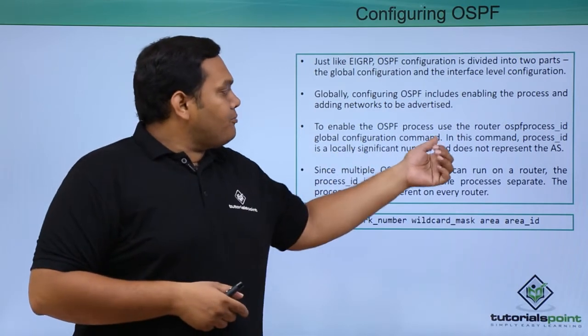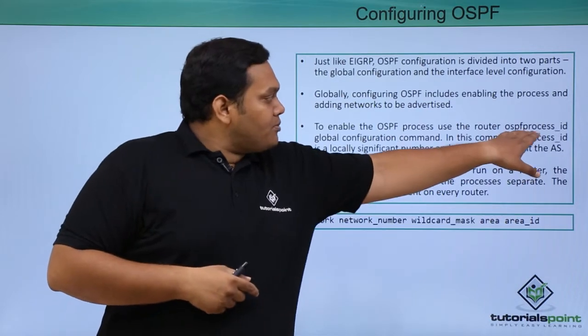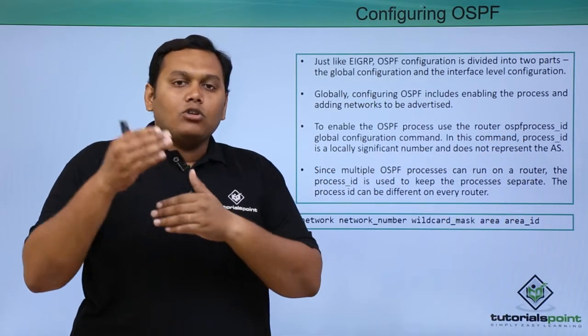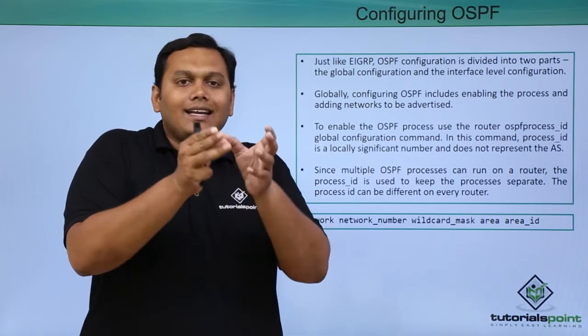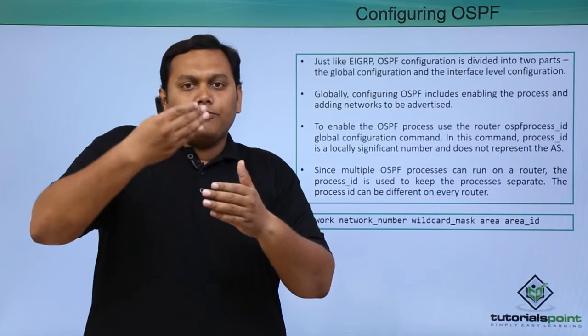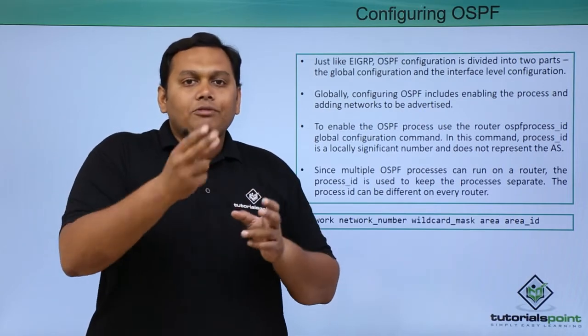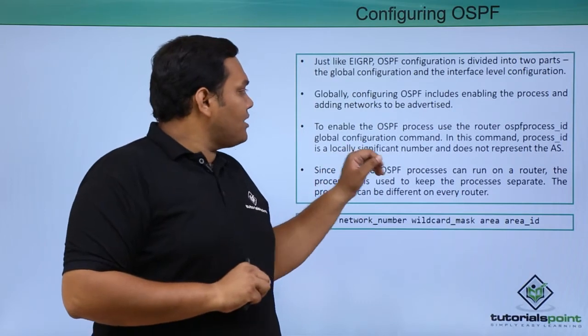To enable the OSPF process, use the router process ID. So what is the OSPF router process ID? The router process ID is a unique ID given to that process so that it can be differentiated from other OSPF processes, if you want to configure other interfaces on that router too.